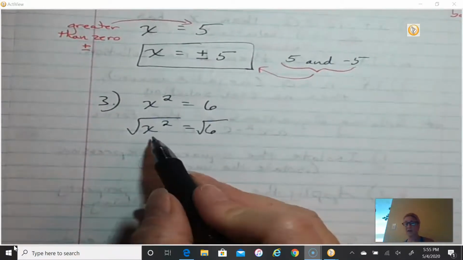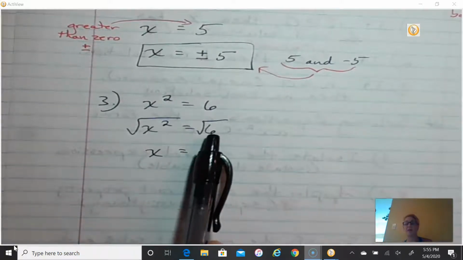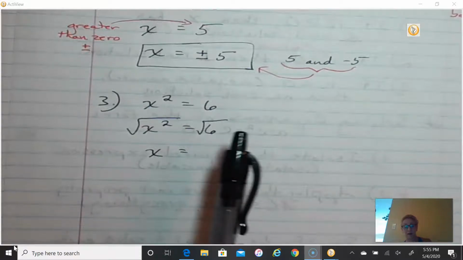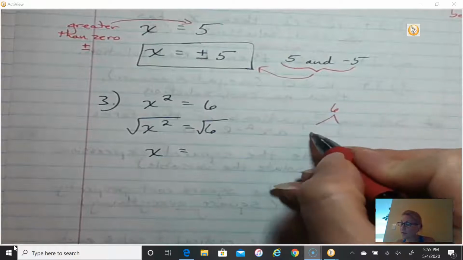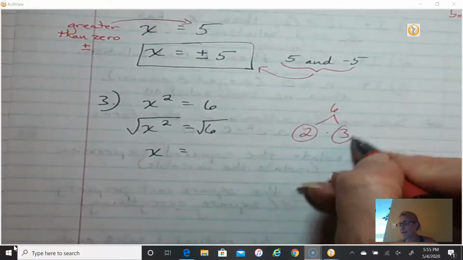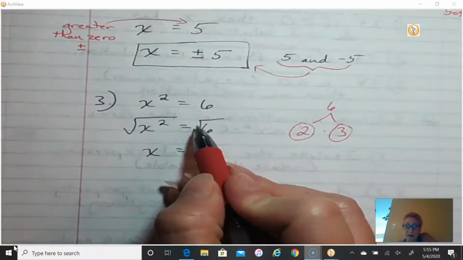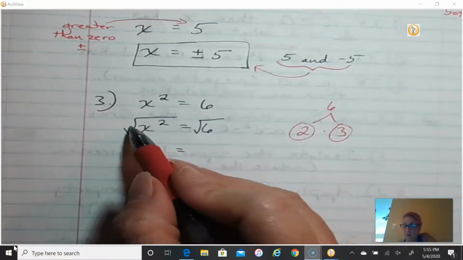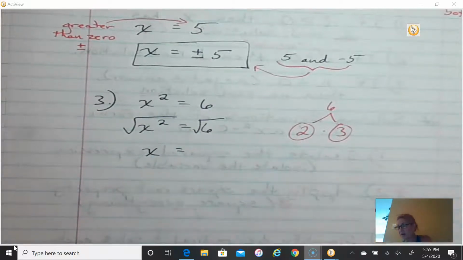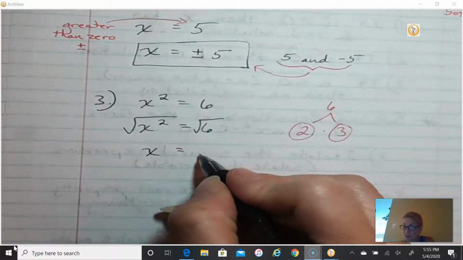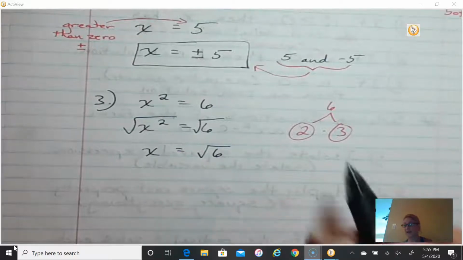Okay, so the square root of x squared is just x. However, that's not a perfect square. Square root of 6 is not a perfect square. So over here to the side, we can do our little factor tree. 2 times 3. Those are our prime factors, but do we have any pairs? Remember, it has a root of 2. Do we have a pair of 2's? No. Therefore, it's going to stay just the square root of 6 because we're simplifying.